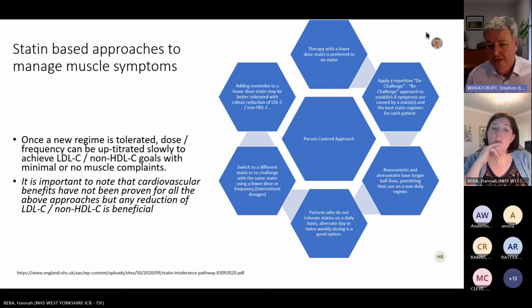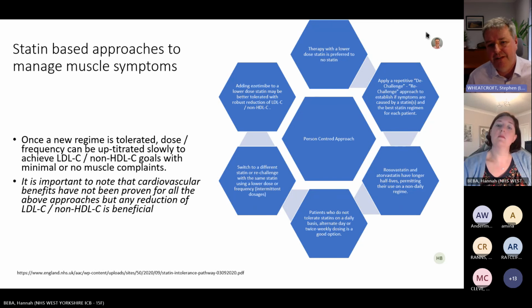And it is often very useful, I think in my practice, to try weekly or twice weekly treatment with a lower dose of rosuva and atorvastatin. And patients who are historically statin intolerant can often tolerate this, and then can be encouraged to gradually step up the frequency and dosing over time.